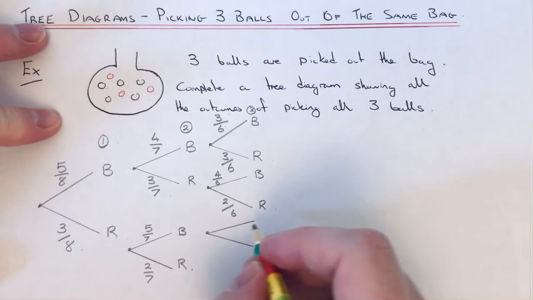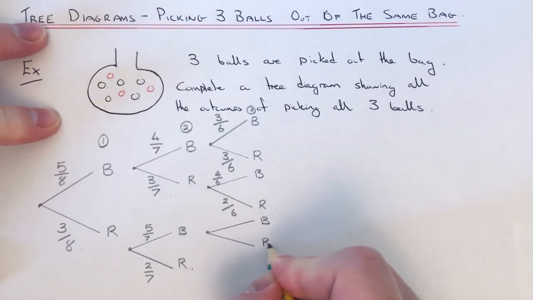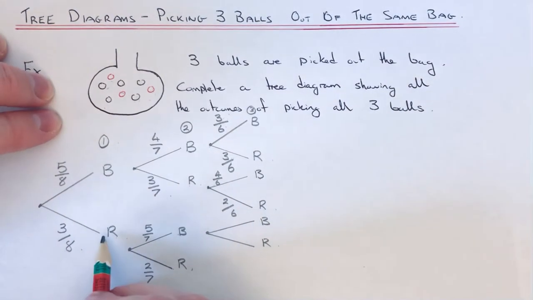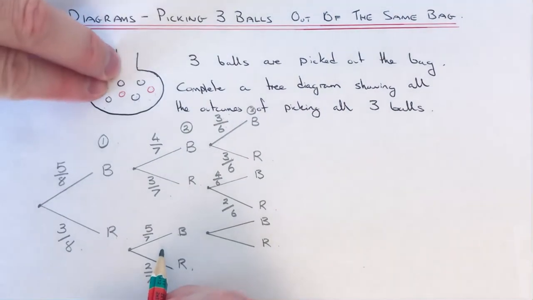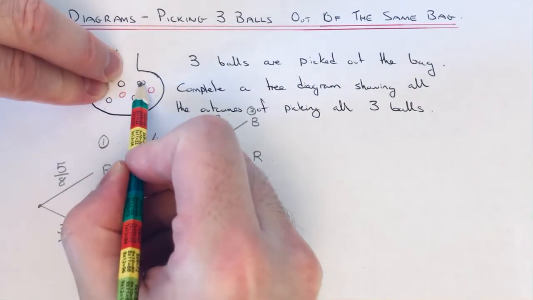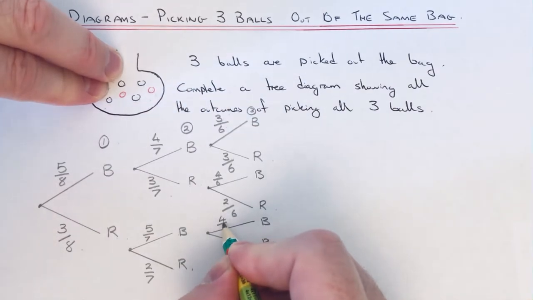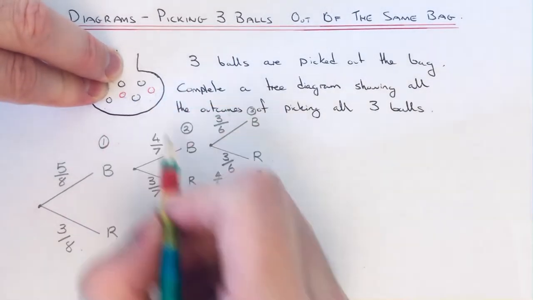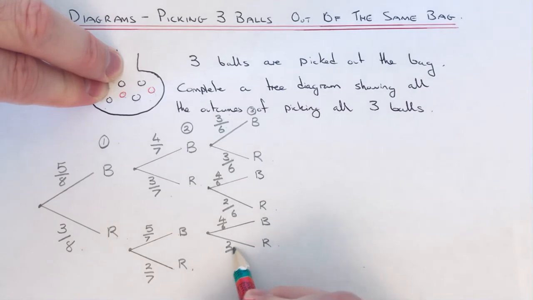So what can I pick next? Well, I can pick another black and a red. So I'm going to cover up the red and the black because they went previously. So the probability of picking another black will be 1, 2, 3, 4, so that would be 4 out of 6. And the probability of a red will be 2 out of 6.